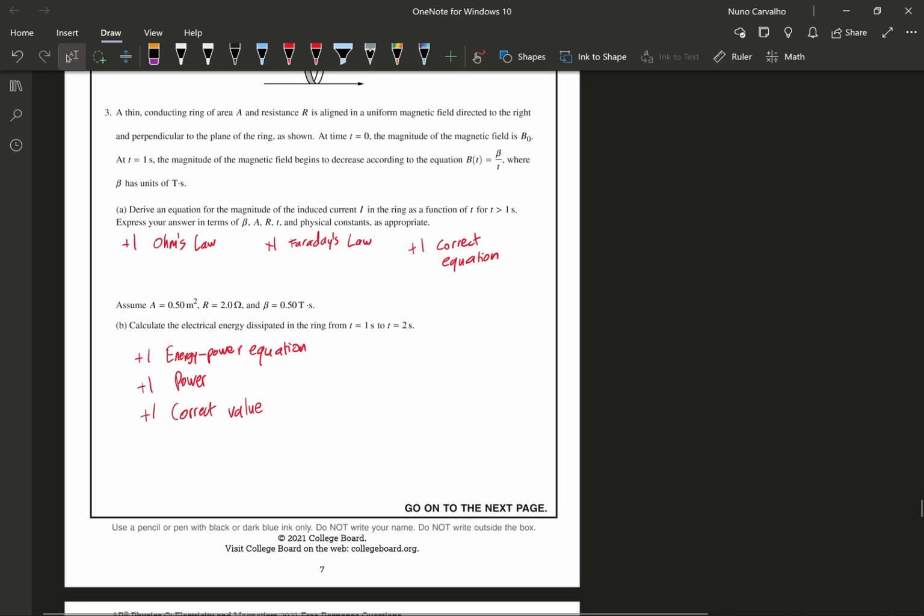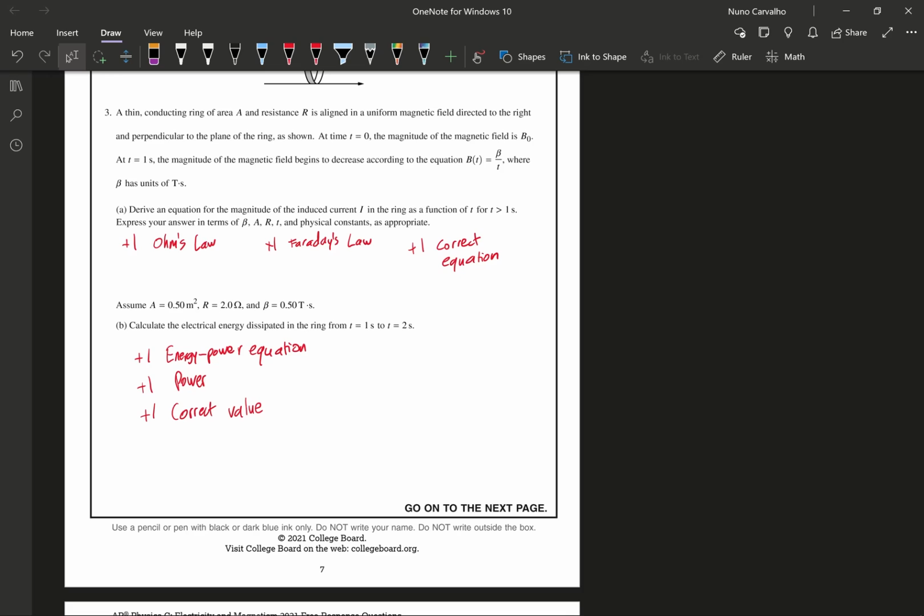Then for part B, we're given values here, but we still have to think about two different things. One is you get a point for connecting energy and power, which should be an integral in this scenario. So you should say that the energy is equal to the integral of power. Then you're going to get a point for doing the power formula correctly.